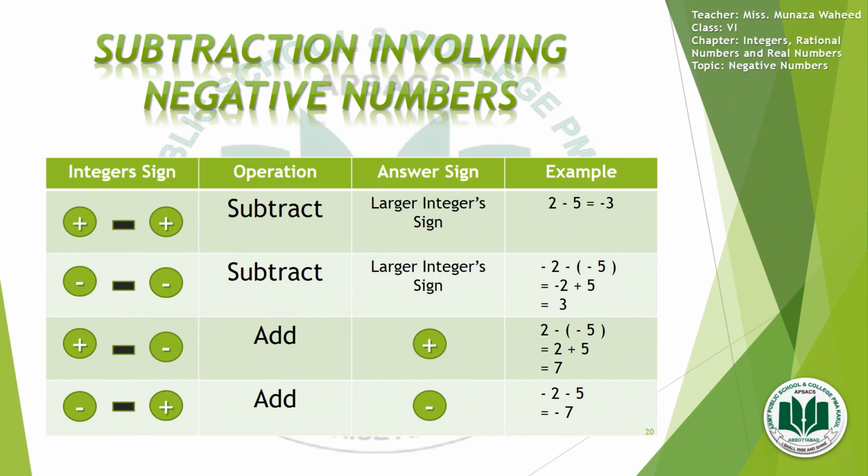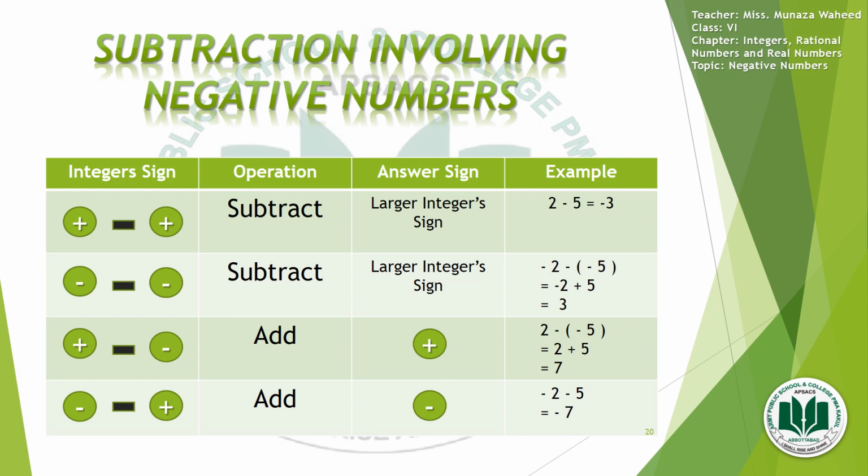Let's discuss the subtraction. Again, here you have to remember just two rules. First, while subtracting the integers with like signs, subtract and keep the sign of larger integer. For example, when positive 2 is subtracted from positive 5, the answer is negative 3. And when negative 5 is subtracted from negative 2, the answer is positive 3.